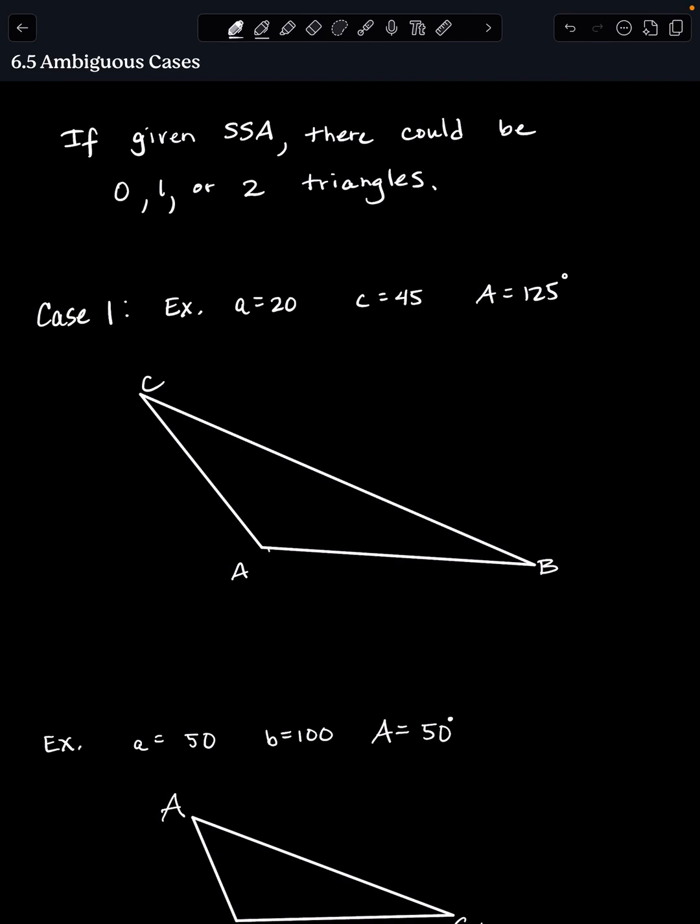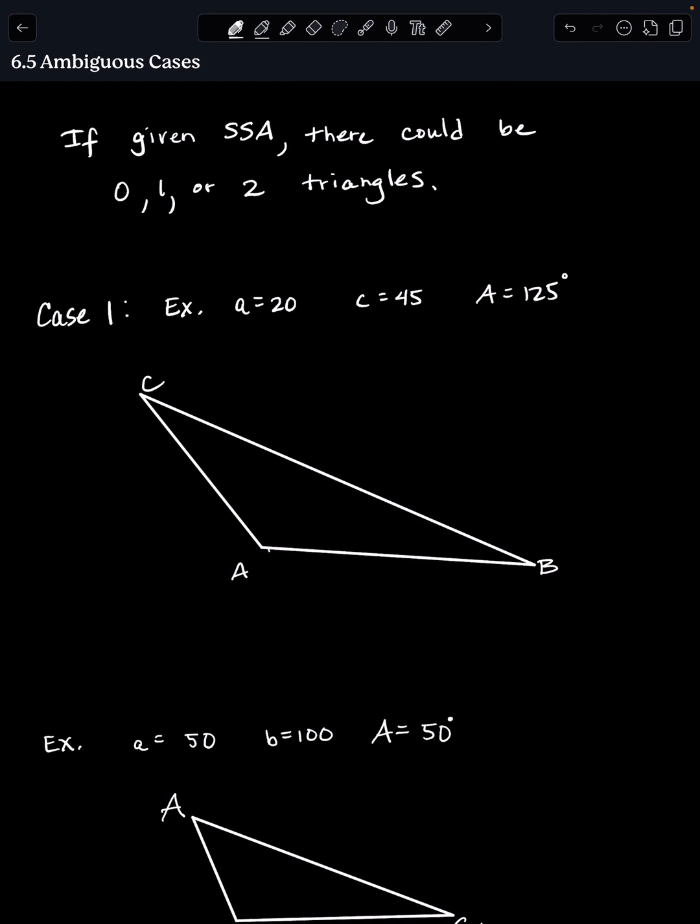All right, let's talk about some ambiguous cases. And this is one of the harder concepts to understand, so just hang in there. I'm going to try to explain it the best way I know how. And these cases are only if you're given two sides and an angle where the angle's not included. You use the law of sines for that.